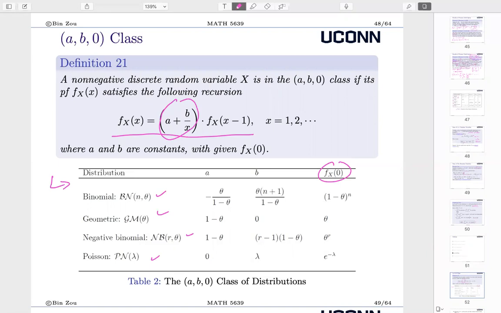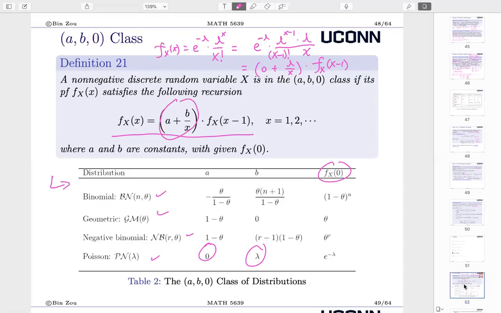So, for instance, if we have Poisson distribution, my p of x will be e to the negative lambda, lambda to the power of x, over x factorial. And if I want to go to x minus 1, I can write this as lambda to the power of x minus 1 times lambda. And then x factorial, I can write as x minus 1 factorial times x. So what I have is 0 plus lambda divided by x times the probability of x minus 1. So I know a is 0, b is lambda, right? So there's really no need to memorize. Once you are able to write down the probability function, you can figure out a and b.